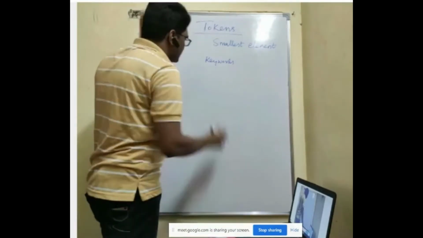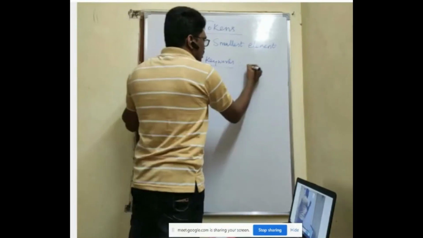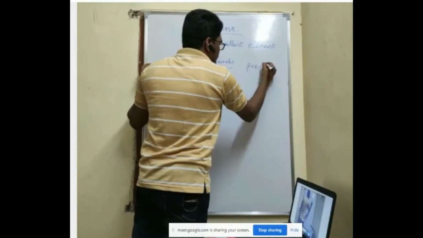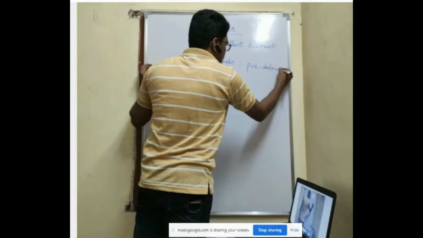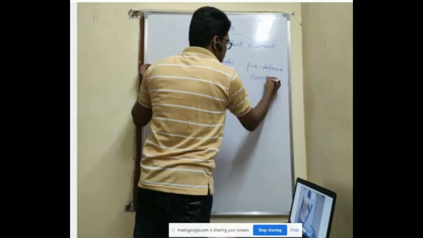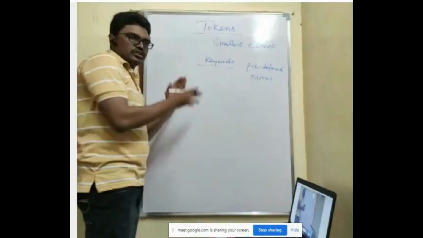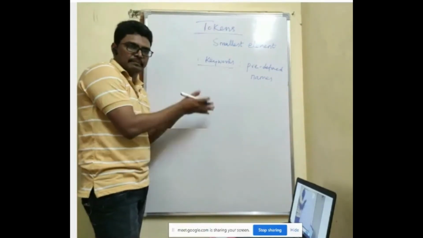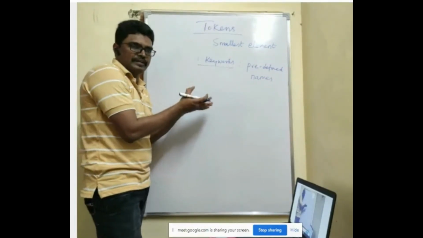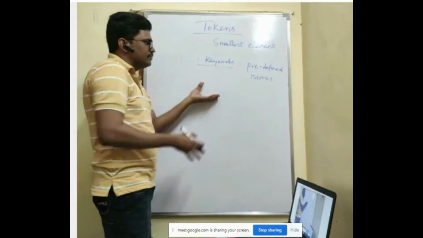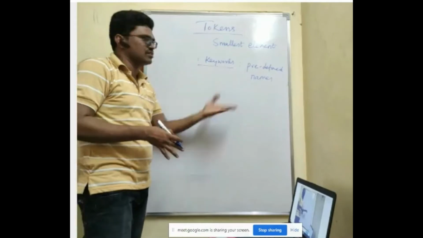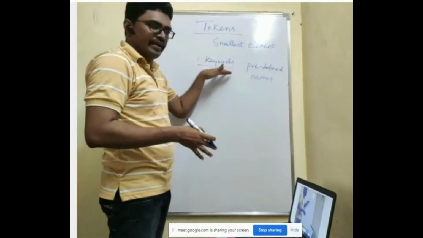So what are keywords? Keywords are predefined names. Predefined means those people who developed this language, that is James Gosling and his team. Yesterday we saw who developed it. When they developed this language, whatever names they used, we'll call keywords.